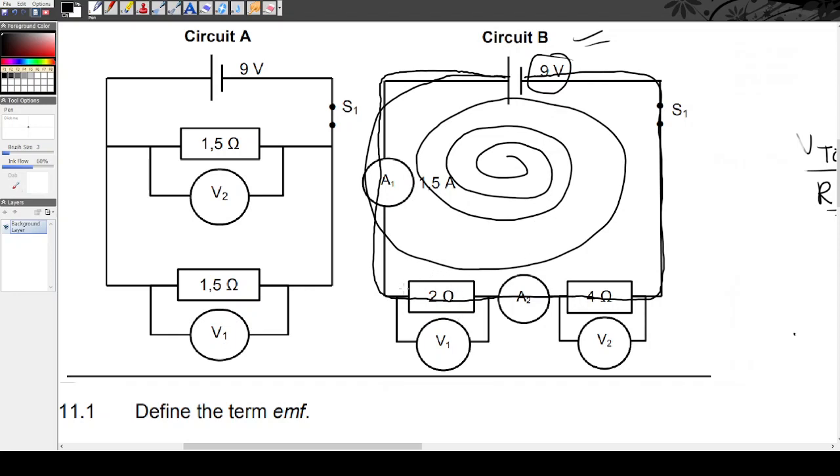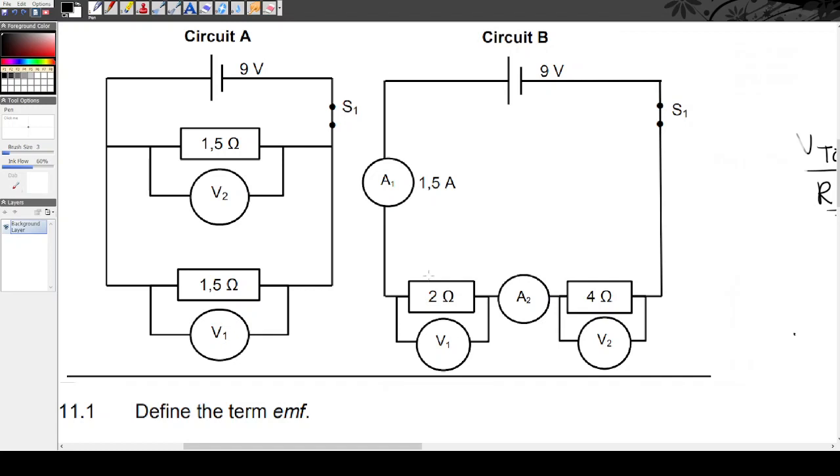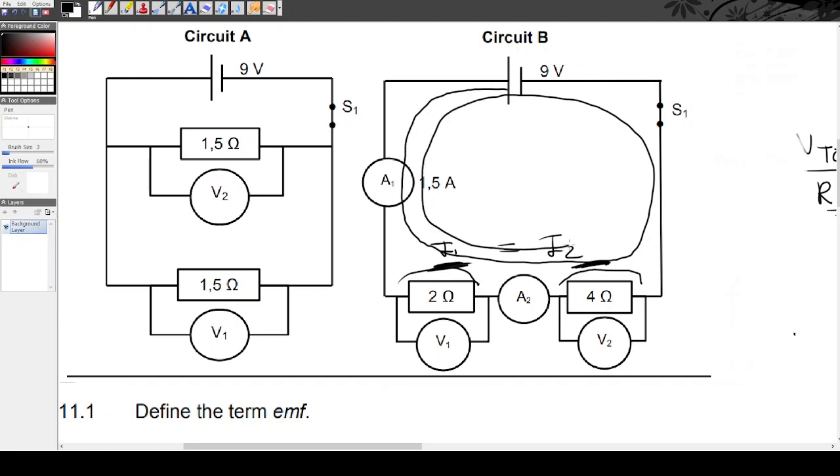Remember, the current that passes through the 2 ohm resistor is the same as the current that passes through the 4 ohm resistor. Why? Because in series resistors, I1 is the same as I2. In other words, the current that is here is the same as the current that passes here. So it means the rate at which this water flows is the same. It doesn't matter if the resistances are not the same, the rate at which this water flows is the same for both of these resistors.